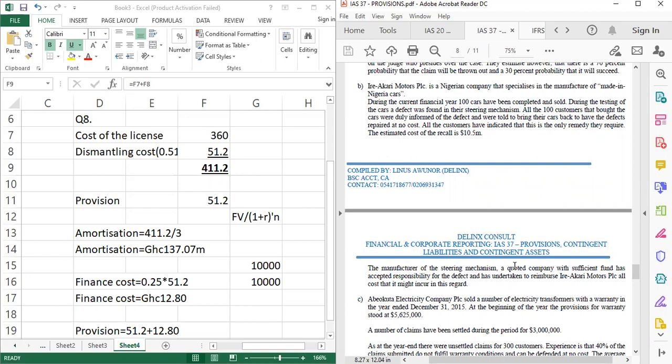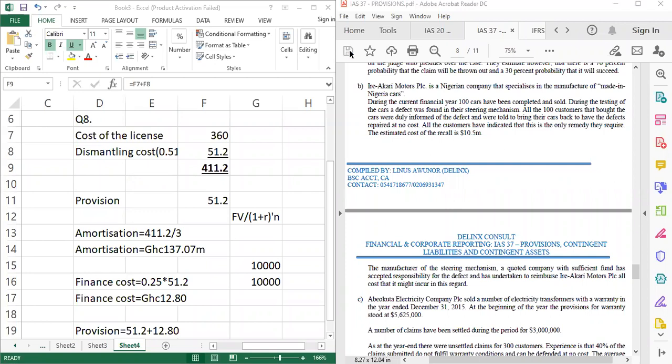So you make provision because there is an obligation that the people will bring their what? The cars, because they are having problems with the steering mechanism, and you are telling them that they should bring it. So you make the provision for all the 100 cars, all the 100 customers. But if they say 70% of the customers will not bring it, then you make provision for 30% of the customers, which will be 30 customers. But this one, we are not given any percentage. So we make a provision for all the customers, assuming that they will come. Those that bring it, we fix it and take the provision out.